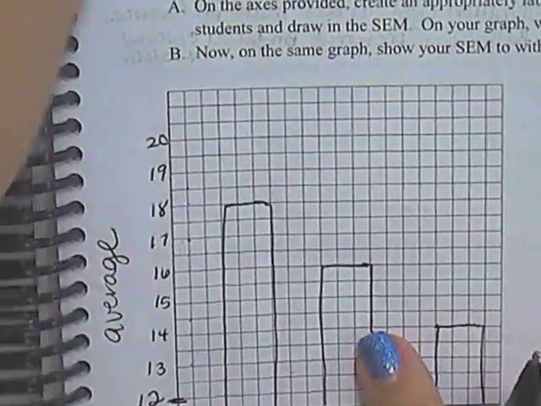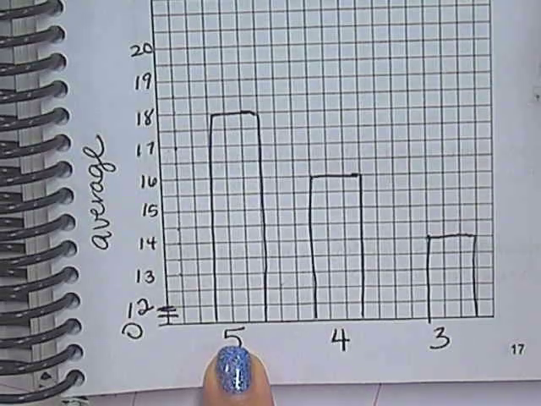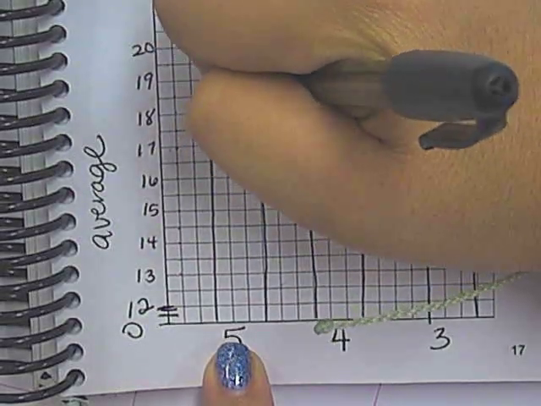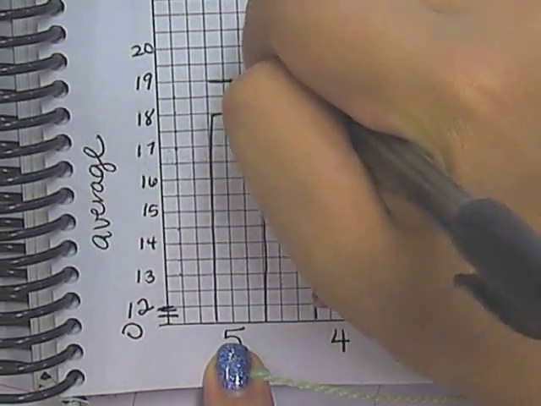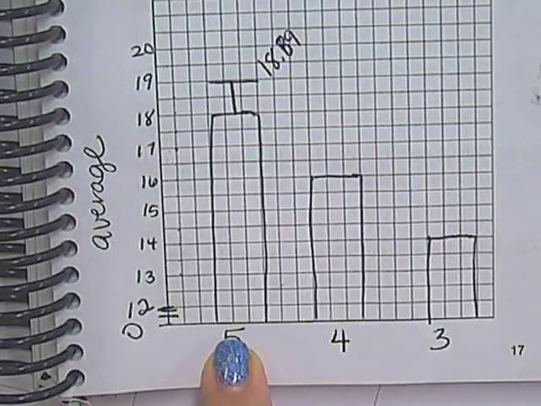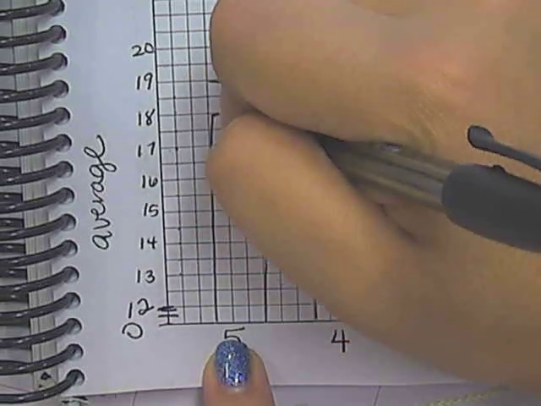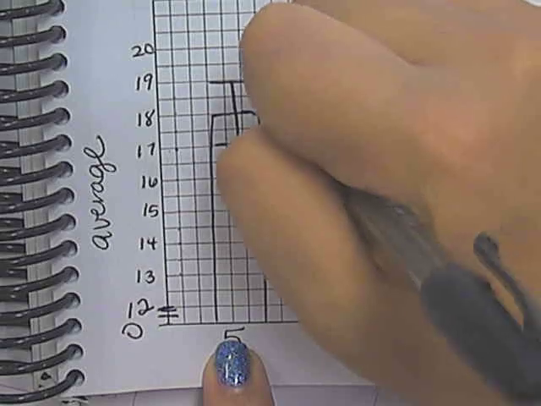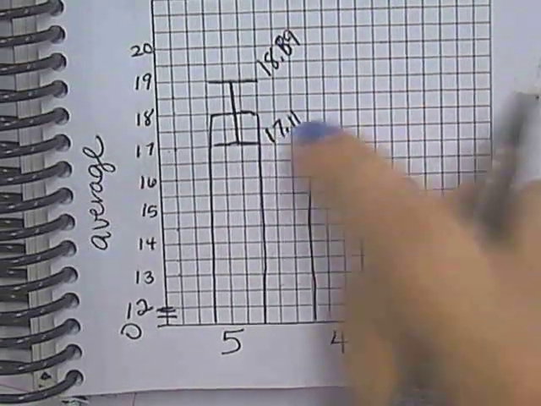So on the graph over here for category 5, or students who got a 5, I'm going to take my upper extreme, which was 18.89. I'm going to draw that in, and I'm going to write it right next to the top of my SEM bar, and then I'm going to draw in the lower extreme, and write that in as well. So now we've got the upper and lower extreme of those SEM bars.